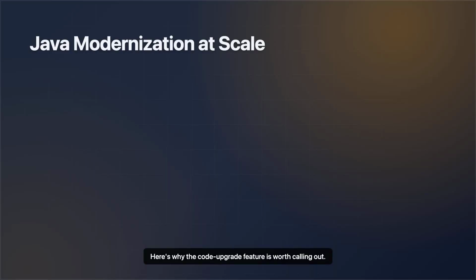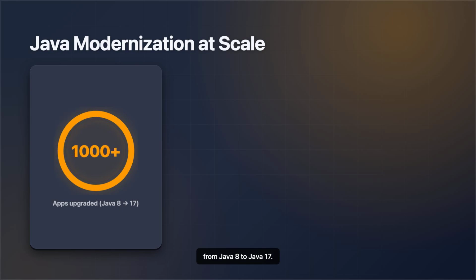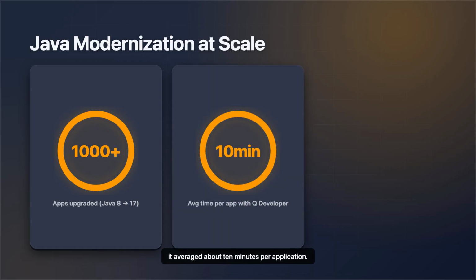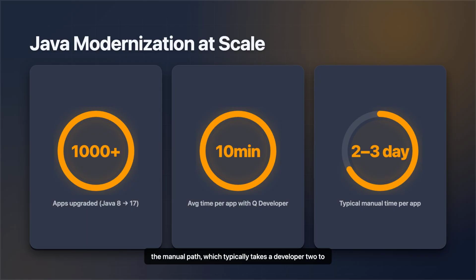Here's why the code upgrade feature is worth calling out. Amazon Web Services reports that one enterprise used Q Developer's transformation feature to upgrade more than 1,000 production applications from Java 8 to Java 17. Look at the middle number. It averaged about 10 minutes per application. Now compare that to the bottom bar, the manual path, which typically takes a developer 2 to 3 days per application. That gap is the whole pitch of an agentic coding assistant. It doesn't just autocomplete a line, it can grind through a repetitive migration across an entire fleet.